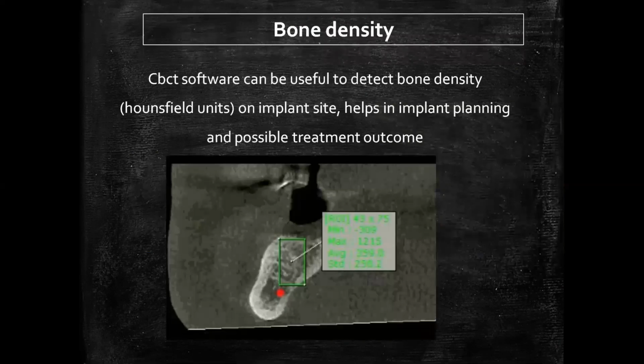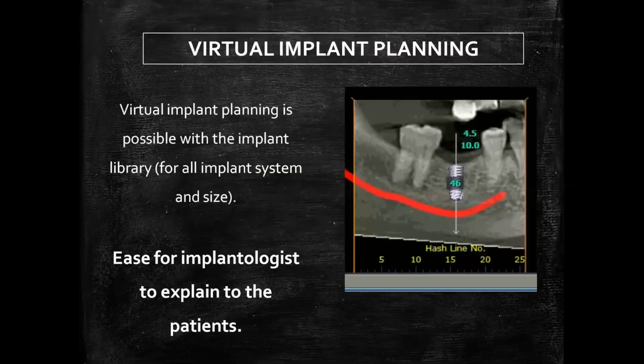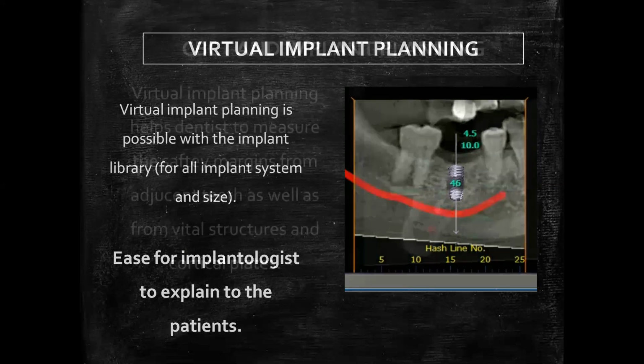You can always measure the density as I told you, but this is not a Hounsfield value. It gives more of a grayscale value. Though the software will tell you an HU status, according to the literature, it is a grayscale value. But it gives a good prediction of how the bone is. You can always place the implant virtually, and as you can see, this can also be used as a tool to educate your patient about which implant you are going to place and how it would be.